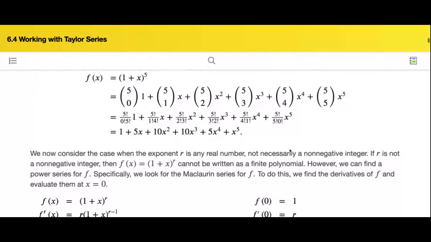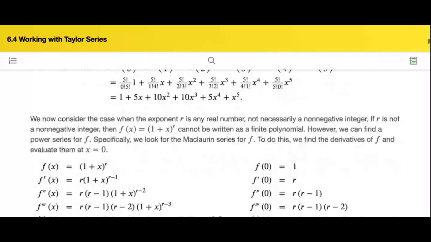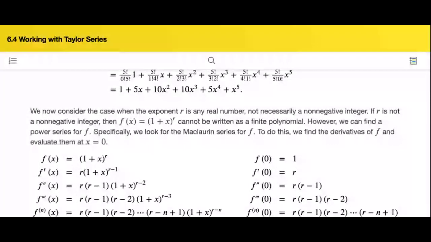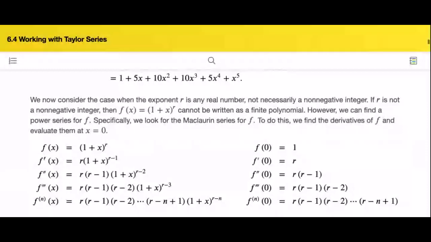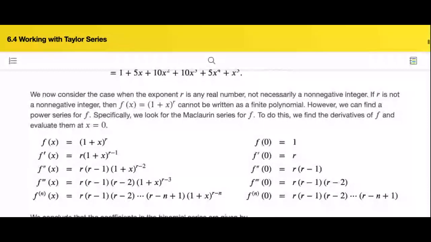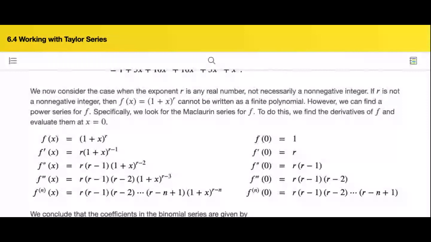Okay. But now, we want r to be any real number. So the exponent r becomes any real number now, not necessarily a non-negative integer. If r is not a non-negative integer, then 1 plus x raised to r cannot be written as a finite polynomial. However, we can find a power series for f. Specifically, we look for the Maclaurin series for f. To do this, we find the derivatives of f and evaluate them at x equals 0.